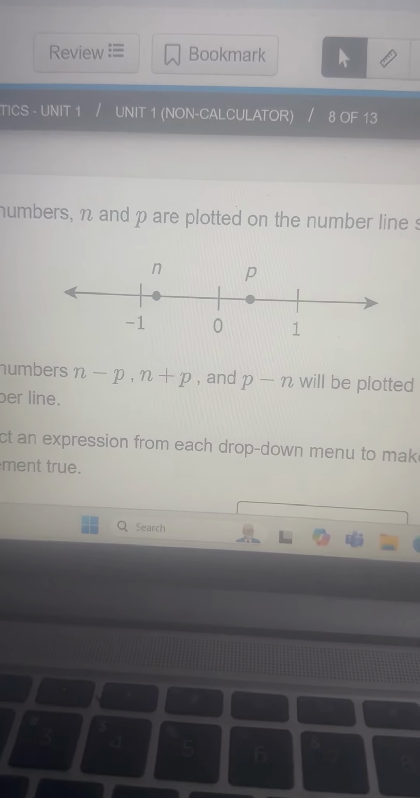Now we're going to look at the paper here. As you can see, I put here that n is going to represent -0.5 and p is going to represent 0.5. So the first expression was n minus p. I did -0.5 minus 0.5 because that would be n minus p. It equals -1. Then I did n plus p. -0.5 plus 0.5 is equal to 0. Then I did p minus n. 0.5 minus -0.5 will give you 1.